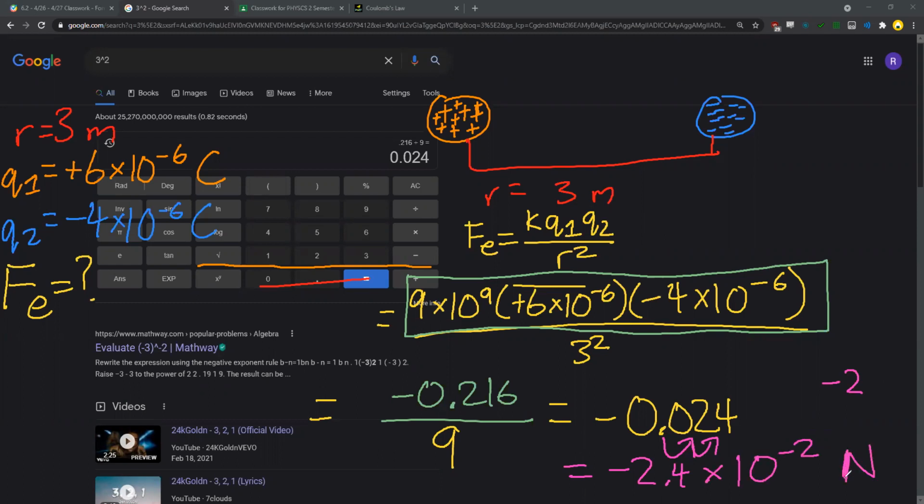Do you always need to simplify it? Your answer choice is going to be in exponential form. It's basically your multiple choice answer will be in scientific notation. So I guess the answer is yes, you must simplify it.